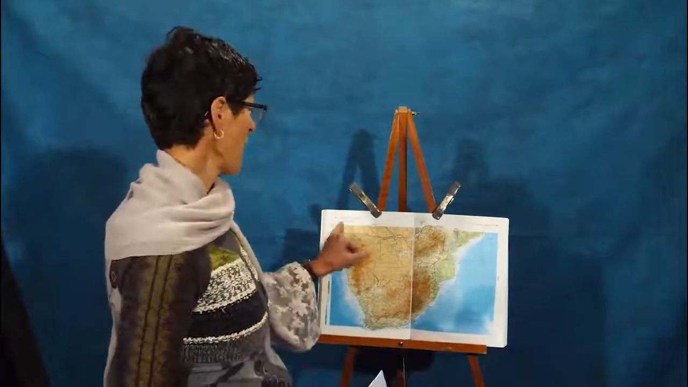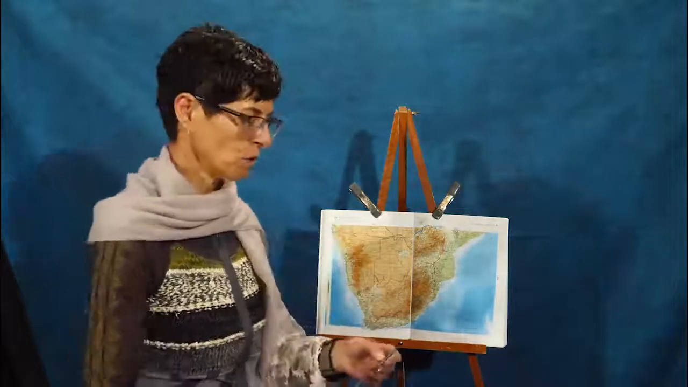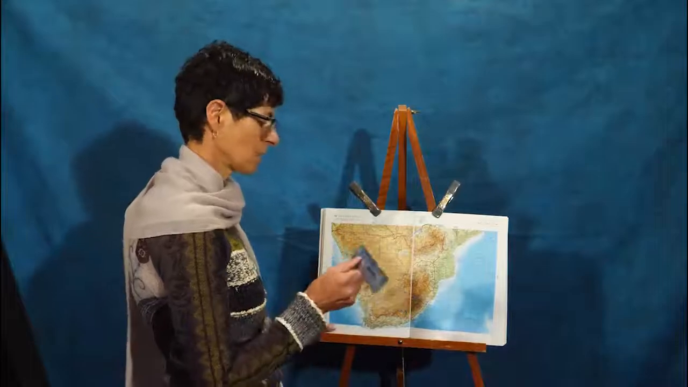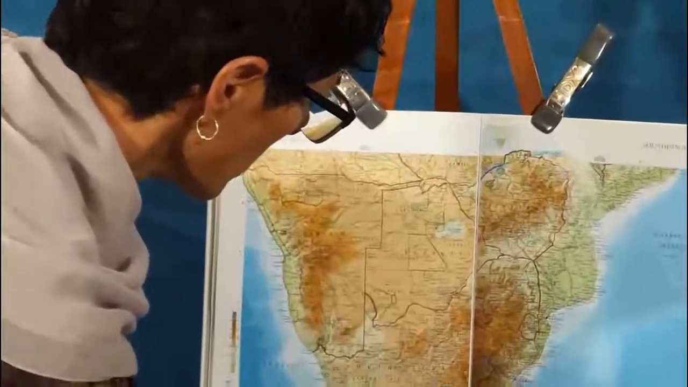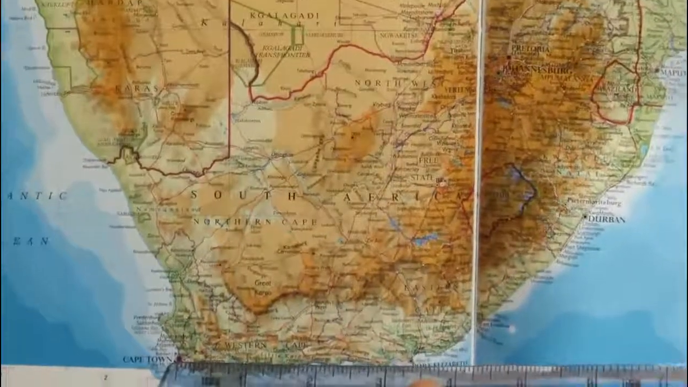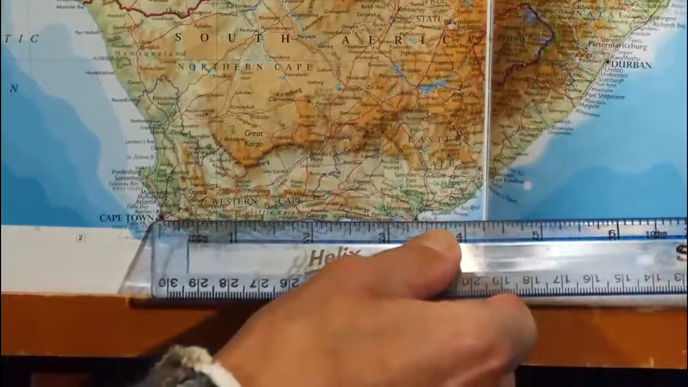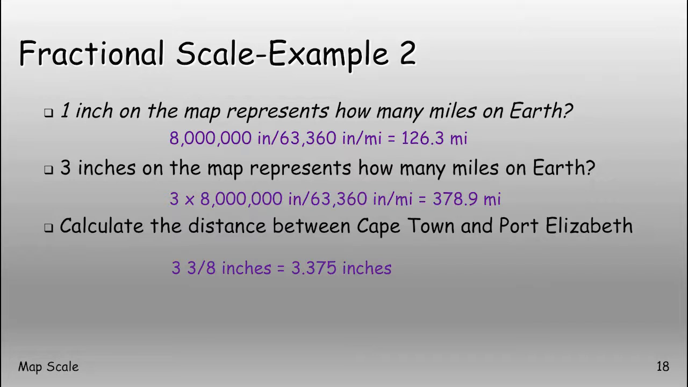So remember earlier, we did the distance using the graphic scale, and we just used a piece of paper to use the graphic scale. Now what we're going to do is accurately measure the distance in inches between Cape Town and Port Elizabeth. So we use our ruler directly on the map to measure that distance. And when you do this, you end up with a distance of 3 inches and 3/8 of an inch.